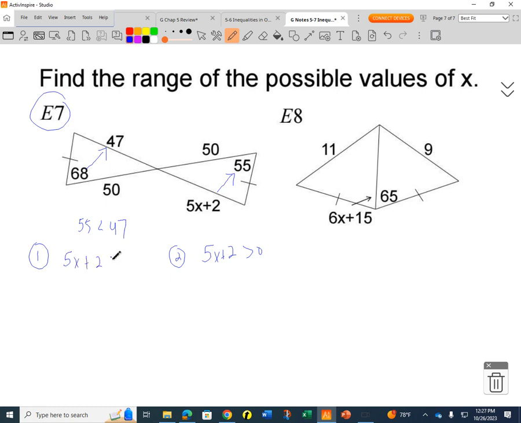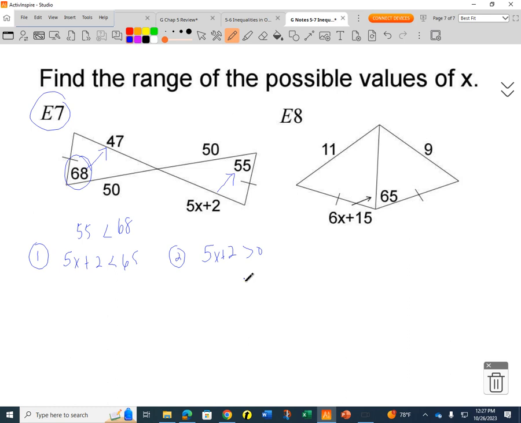Oh, I did it wrong, didn't I? Thank you, Brooks. That's not 47. 55 is less than 68, because this is what we're using to pick our inequality, but that's not the numbers we're using in our inequality. Do you see my mistake, Nick? Yeah. Okay, does it make sense now?